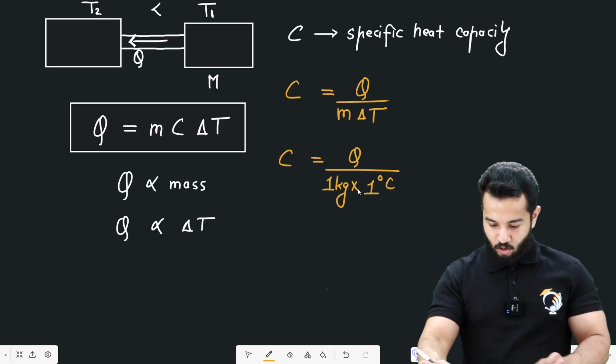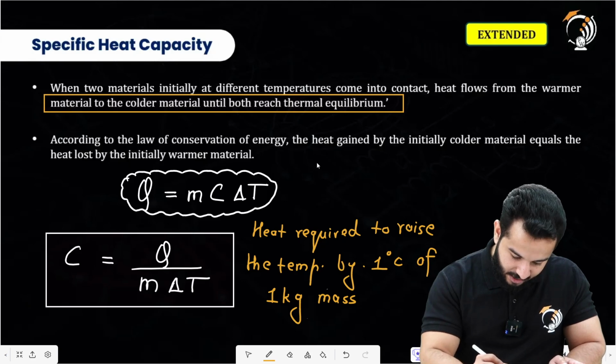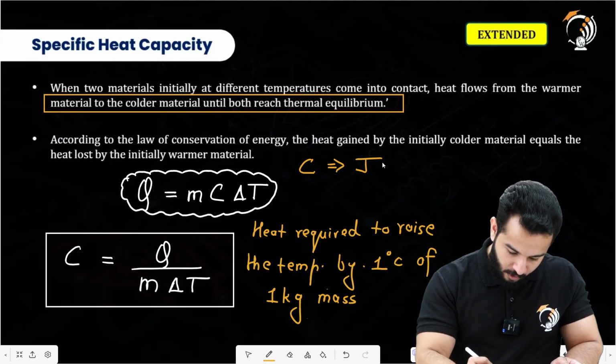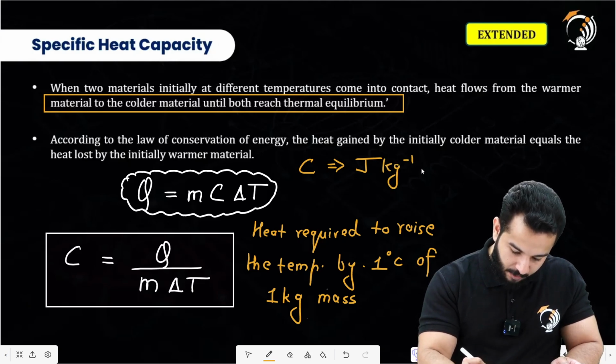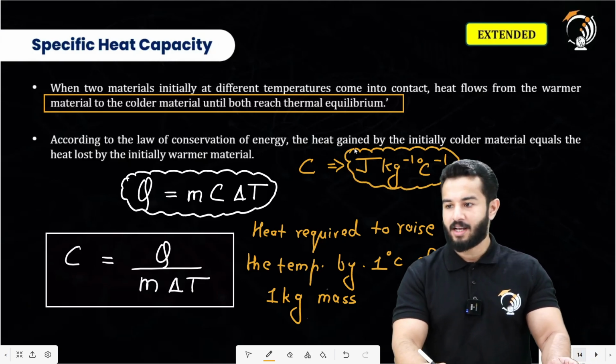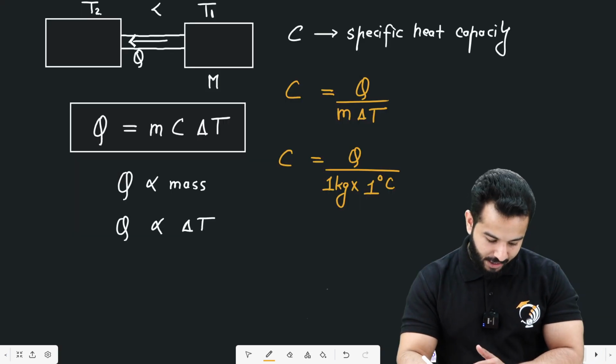Is that correct? So the SI unit of C will come out to be, we can easily see that C has got the SI unit, heat is joules, so joule per kg per degree Celsius. So this is the SI unit of specific heat capacity, right? So let's take some example for better understanding.